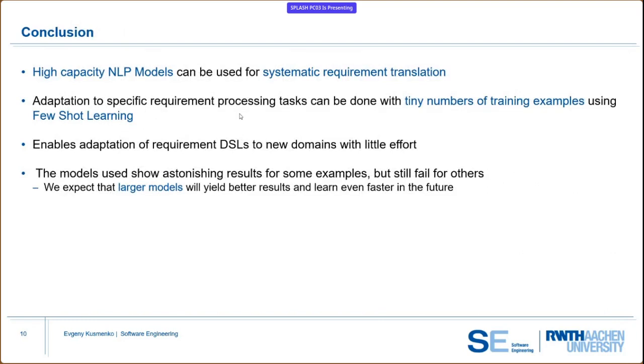So I'm already arriving at my conclusion, which is basically that high-capacity language models are capable of learning DSL translation tasks for requirements with really a few examples, which also enables us to create very tailored DSLs for different requirements domains, for example, like automotive, and introduce them in a cheap way without having to train requirement engineers and to spend a lot of time to translate all the requirements manually.